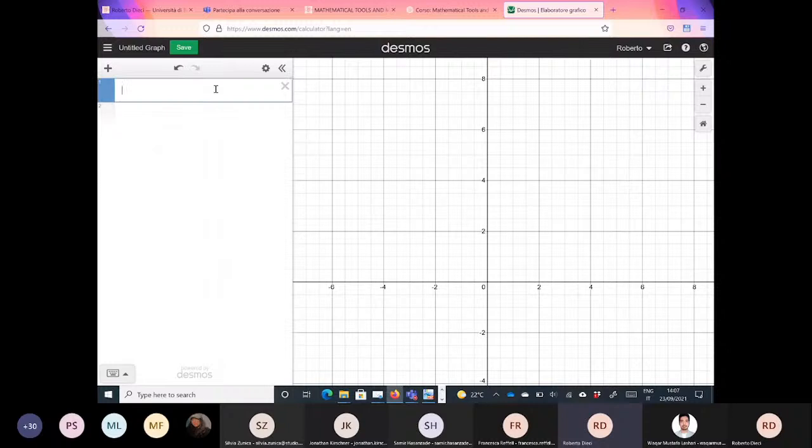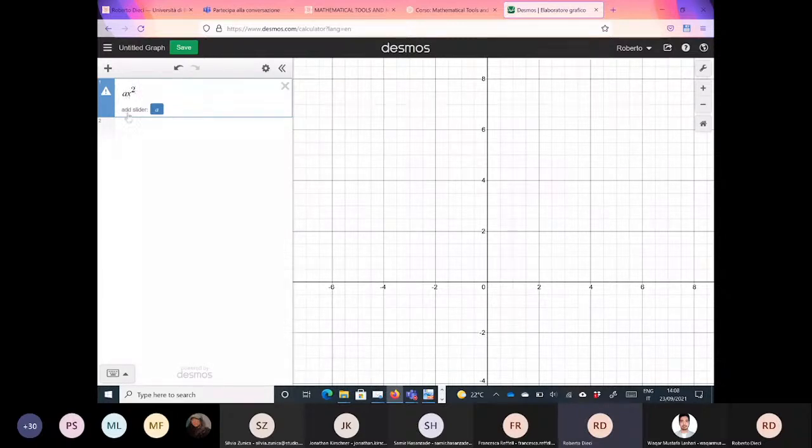Of course, I can write a function. You don't need to write y equal to. Just write 3x plus 2. And this is a straight line, okay? If I want to write a quadratic function and I want to add exponents, it's very easy to add the exponents. 3x squared is a parabola, for instance. But I can also write functions that depend on a parameter: ax squared plus bx plus c. Now, the system understands that there is a parameter here.